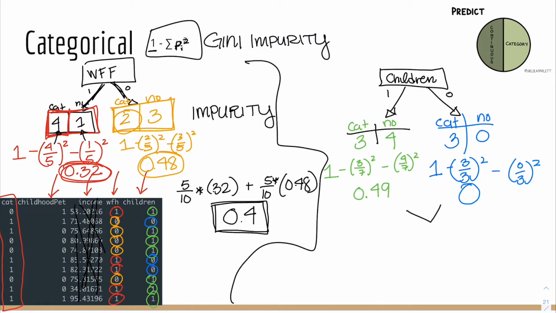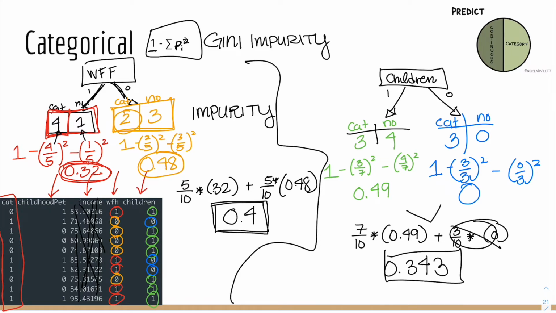And on the left-hand side, we have 7 out of 10 of the variables, or the data points, times the impurity for that node, which is 0.49, plus how many are in the other one? 3 out of 10 times the impurity for that node, which is 0. So this just goes away, and all we have is 7 over 10 times 0.49, which, if we do the math, equals 0.343.